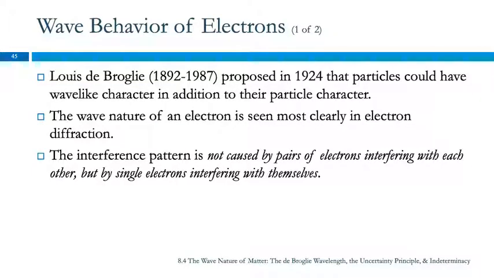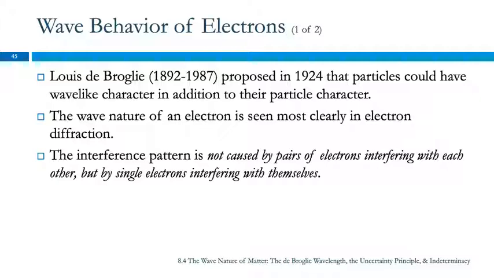So we've been talking about the wave-particle duality of electrons, and now we're going to talk about the wave behavior of electrons. De Broglie proposed in 1924 that particles can have wave-like character in addition to their particle character. We see the wave nature of an electron most clearly in electron diffraction, which is a lot like the light diffraction that we saw with the double slit experiment.